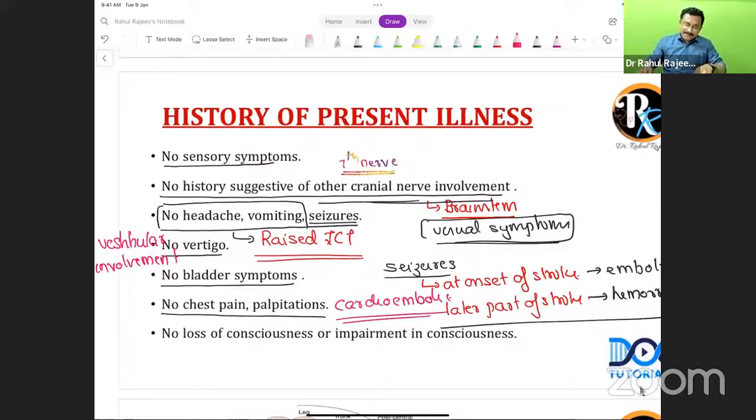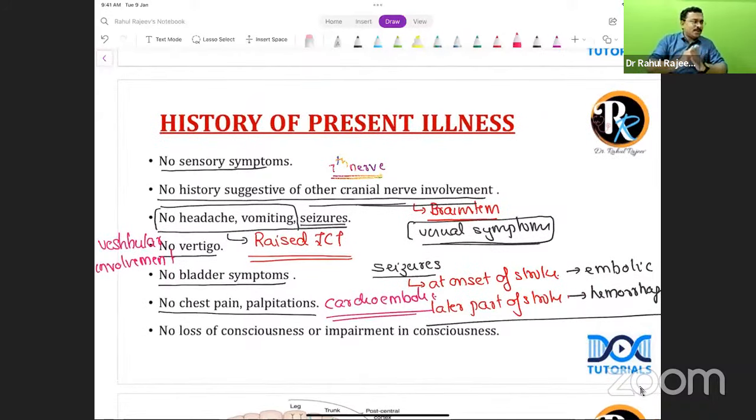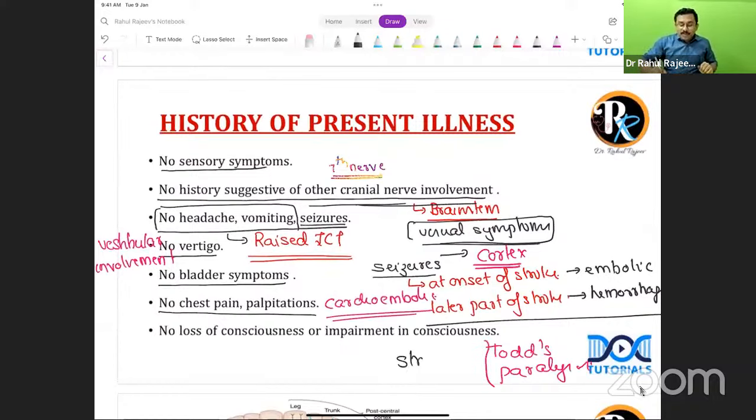One second, there is one doubt. Fatima is asking, does seizure show a lesion in the cortex? Well, Fatima, you are right. Seizure mainly means it is a lesion in the cortex. Let me give you one more importance of asking the history of seizures. Sometimes patients with unilateral seizures, after the seizures, may get a transient weakness. And what is the name of this transient weakness? Todd's paralysis, or Todd's palsy. So, Fatima, this Todd's palsy is a stroke mimic.